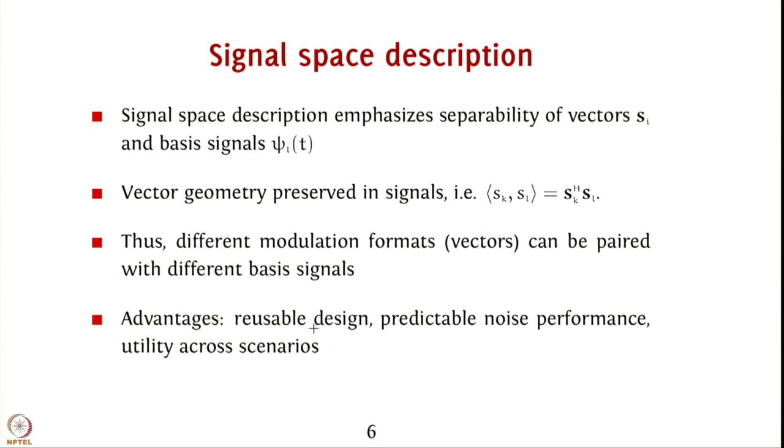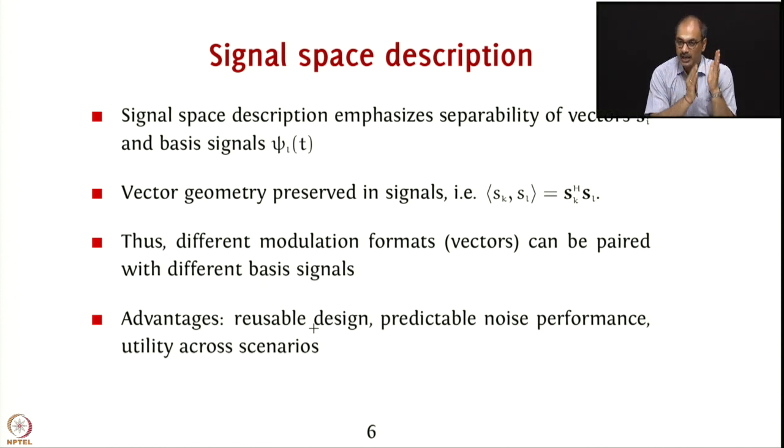So the signal space description emphasizes the separability of the vectors Si and the basis signals Psi L. That is, the vectors themselves are something, the basis functions are something. What does this mean? You have the flexibility to now take the same vectors, vectors corresponding to signals that you designed, and you can change the basis to some other basis. For example, instead of using the same psi 1, psi 2 up to psi n, you can choose some psi 1 prime up to psi n prime, which are different, yet you can get a similar performance, and all those benefits will prevail. In other words, the signal space description says, let's design our vectors separately and then use the basis signals and combine them. So you have flexibility, because if during the design you need to change the basis, still your vector design remains the same. How?